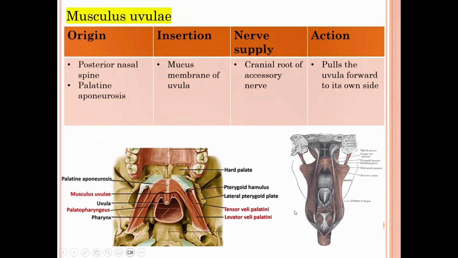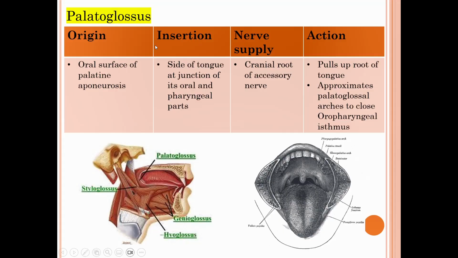Then there is musculus uvuli. It is attached to the posterior nasal spine and palatine aponeurosis. Can you see here? This is the palatine aponeurosis. Okay, and it is inserted into the mucous membrane of the uvula. It is also supplied by the cranial part of the accessory nerve, and it pulls the uvula forward to its own side. Then there is palatoglossus.